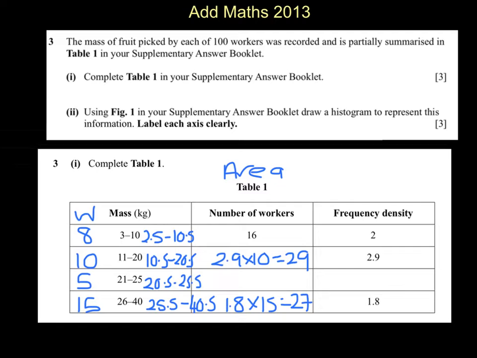Now altogether I have 16 plus 29 plus 27, which is 72, and I'm told in the question that there are 100 workers, so I know this has to be 28. That means to get the frequency density, it will be 28 divided by 5, which gives a frequency density of 5.6.